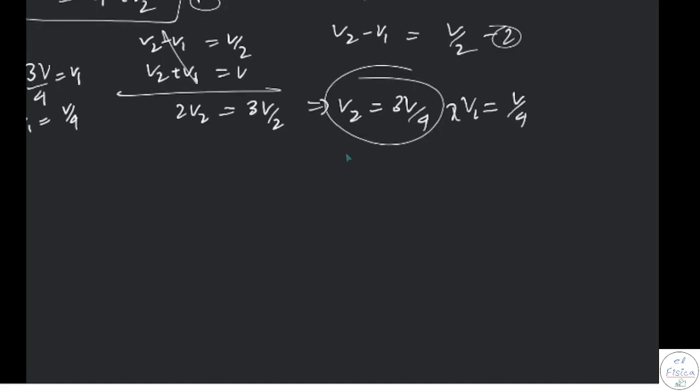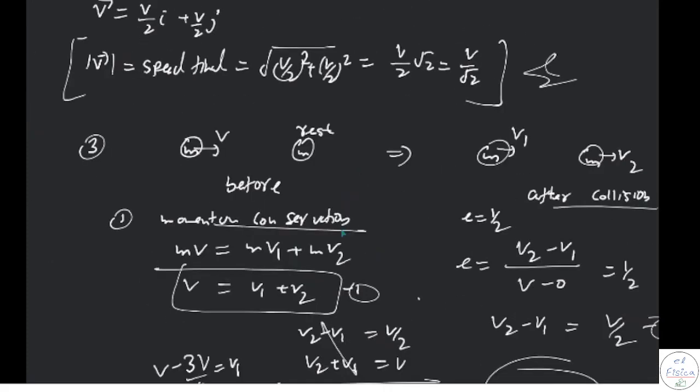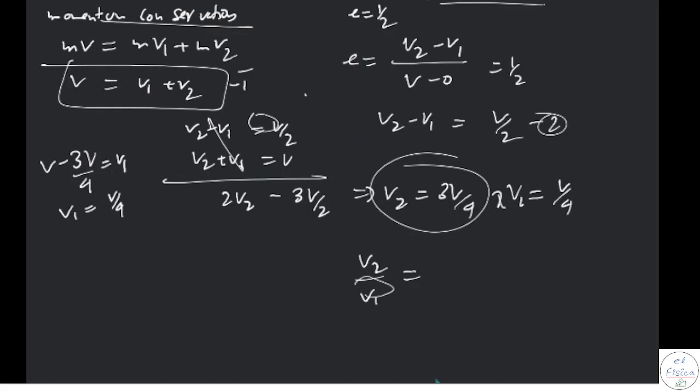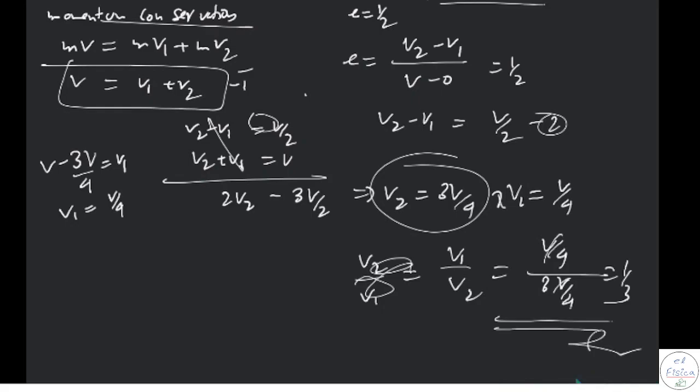So the ratio, we have to find out v2 upon v1 or v1 upon v2. Just wait. v1 upon v2. So v1 upon v2 is equal to v by 4 upon 3v by 4. So it will be cancelled out and it will be 1 by 3. This will be the answer.